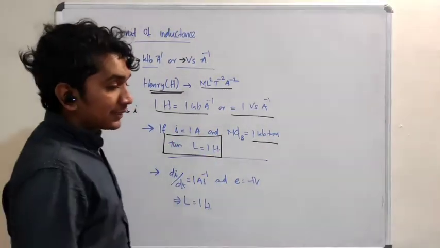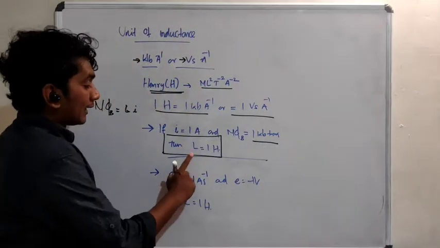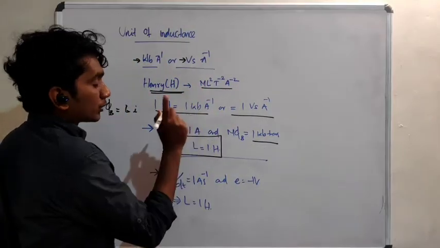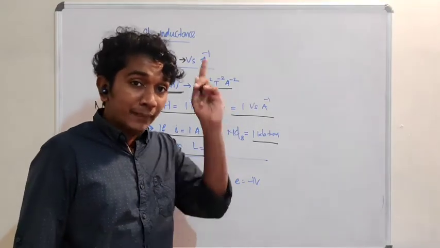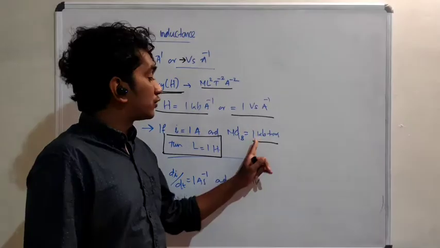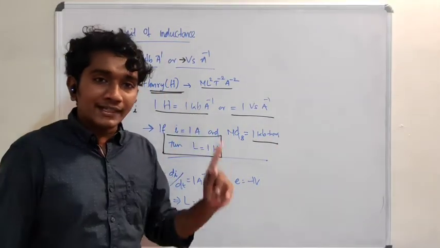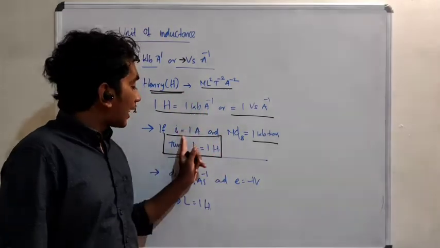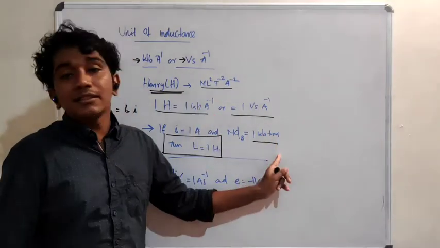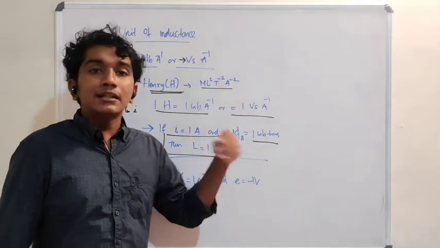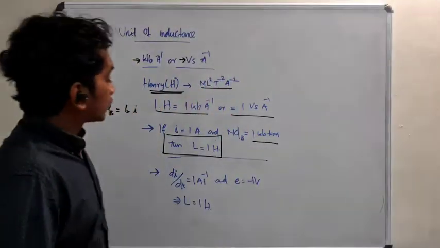So what is inductance? Inductance L is equal to 1 Henry when the current passing through is equal to 1 ampere, and that 1 ampere current makes a flux change of 1 Weber turns. Okay, so that is the first one.